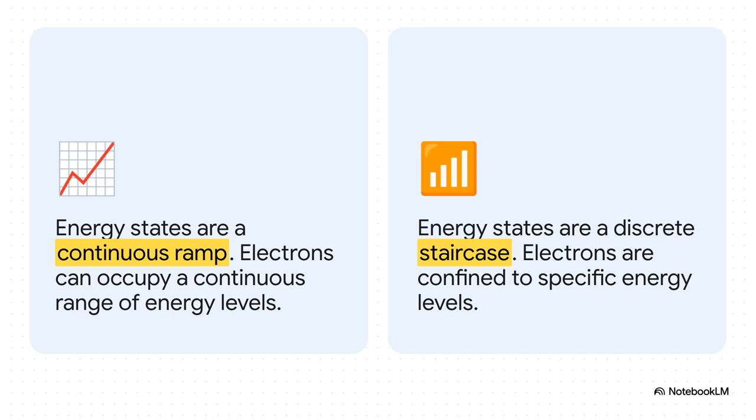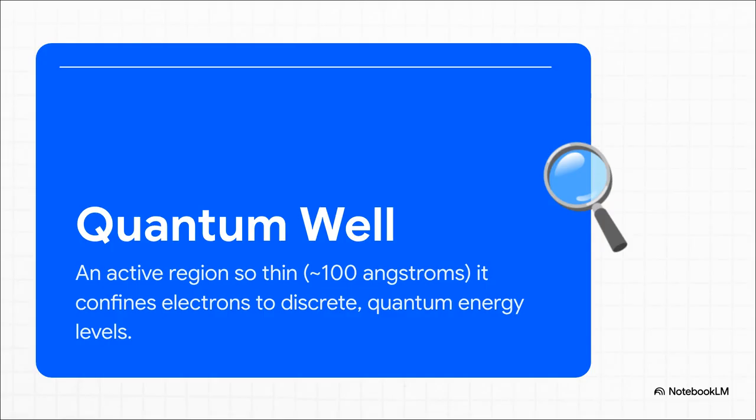In that bulk material, the available energy states for an electron are continuous. Think of it like a smooth ramp. An electron can have pretty much any energy it wants within a certain range. But when you get to that ultra-thin layer, quantum mechanics just kicks in. The electrons are so squeezed, so confined, that they can only occupy specific, discrete energy levels, like steps on a staircase. They can be on step 1 or step 2, but absolutely nowhere in between. And this ultra-thin active region is what we call a quantum well. It's a well because the electrons are literally trapped inside it. And it's quantum because their behavior is now totally governed by that staircase of energy levels. And let me tell you, this isn't just some small tweak. It fundamentally rewires the entire laser.